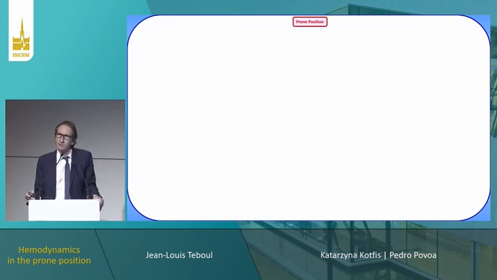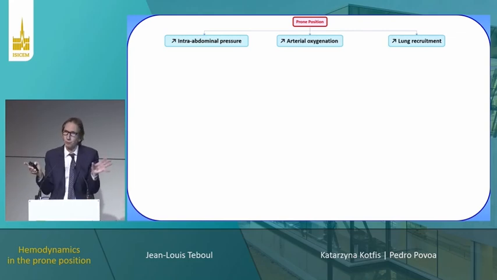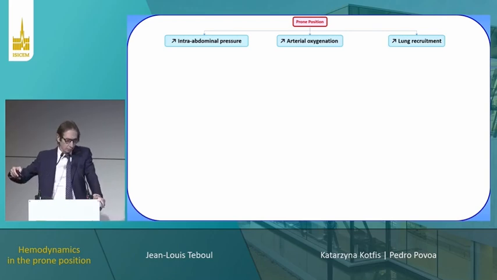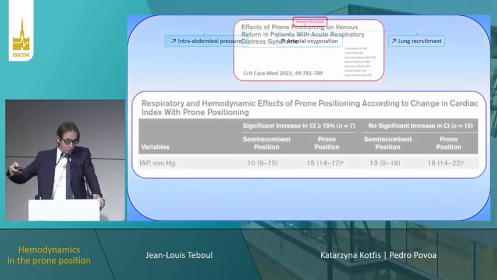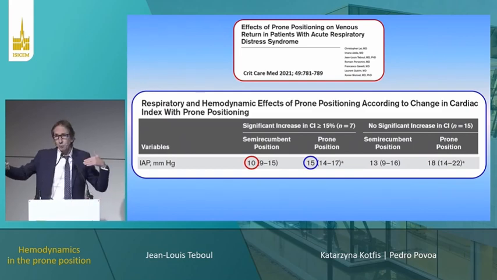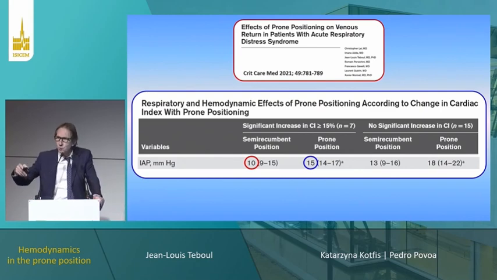So I start from this prone position. Three events can occur during prone positioning, which can affect hemodynamics. First, increase in intra-abdominal pressure, increase in arterial oxygenation, and increased lung recruitment. Increase in intra-abdominal pressure, there are many papers showing that. This is one of them coming from our group with Christopher Lai. In patients who increase or not cardiac index, prone position increased intra-abdominal pressure, sometimes a lot, sometimes not, it depends.